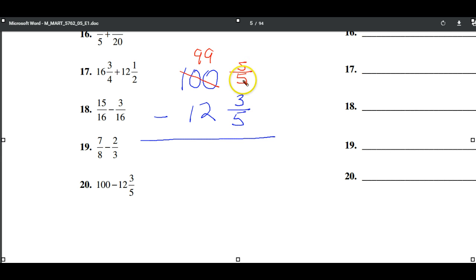Now we have common denominators. We can take the 3 from the 5 and get a 2/5. And now we take the 12 from the 99 and get 87. So 2 from the 9 is a 7, and 1 from the 9 is an 8. So there's our answer. That would be a strategy for doing it.